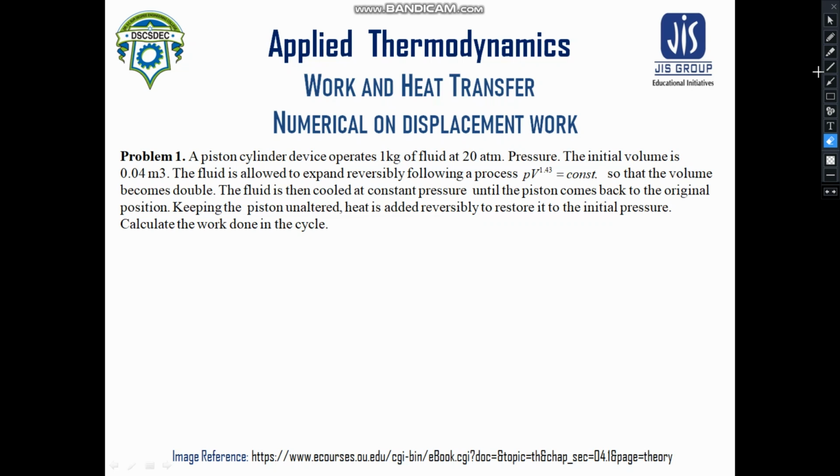In the next class, we shall be discussing different types of work transfer. Okay, we'll be discussing electrical work. We'll be discussing stirring work or paddle wheel work, and we'll be discussing flow work. Okay, then we'll be moving on to the concept of heat transfer.